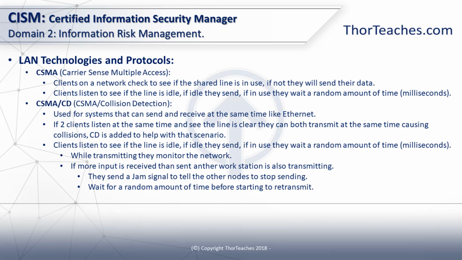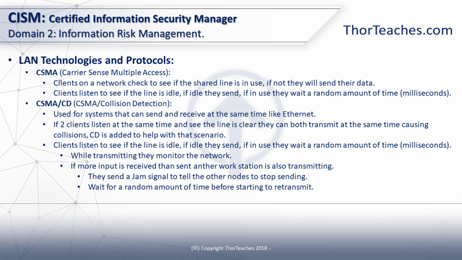In CSMA-CD, or collision detection, this is what we use for systems that can both send and receive at the same time, like Ethernet. This is where, when we moved away from hubs and we started using switches, each switch port is its own collision domain, and since there's only one host on each collision domain, there are no collisions. But how it was used and how it was originally designed was exactly like above. They see if the line is idle. If it is, they send. If it's not, they wait. But if two clients see the line is idle and both of them send at the same time, we have a collision. So we added on collision detection.